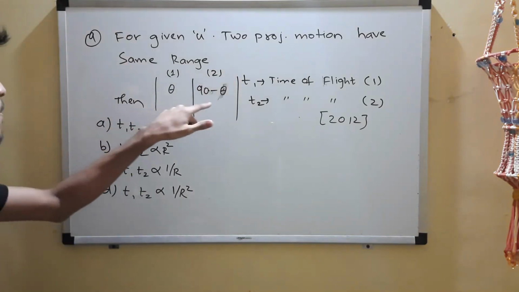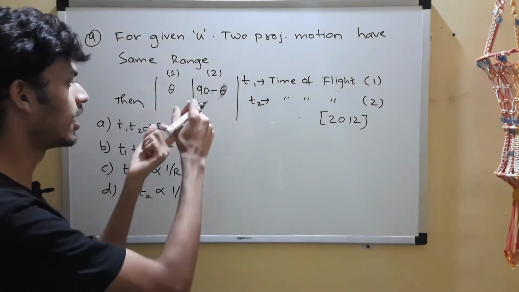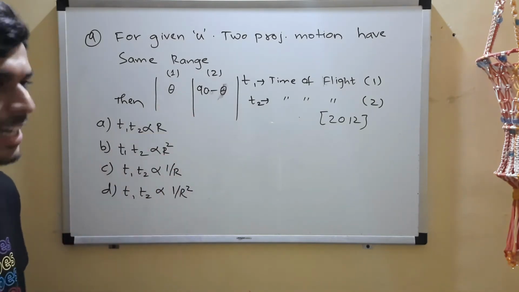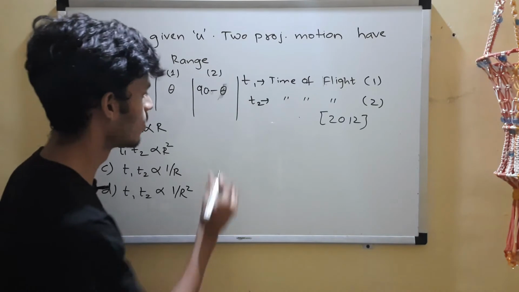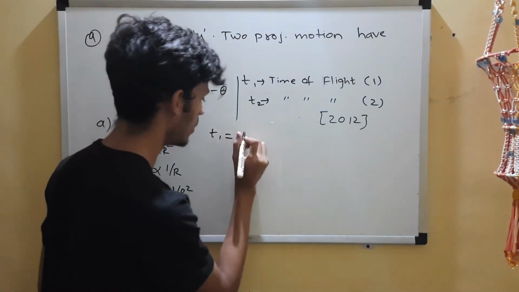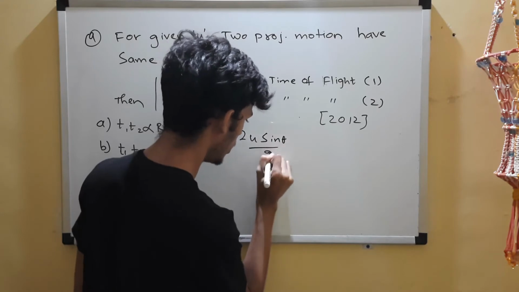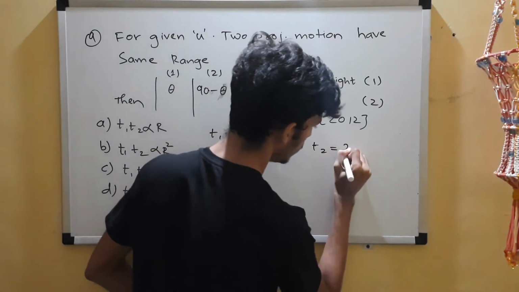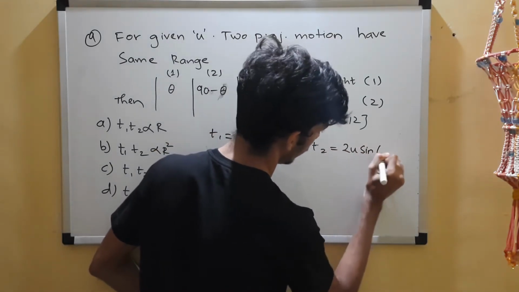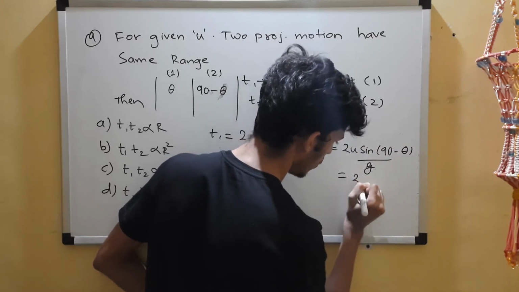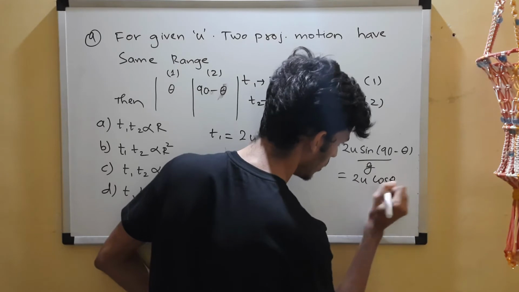So if you add them, theta plus 90 minus theta, theta will get cancelled. 90 is the answer, right? They add up to 90, complementary angles. So find T1 and T2 now. What is the big deal, right? Just apply the formula: T1 is 2u sine theta by g. T2 is 2u sine 90 minus theta by g, so that will be 2u cos theta by g.